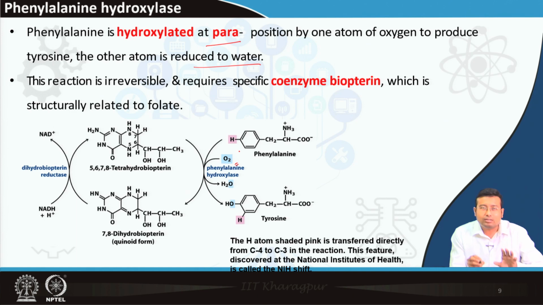Initially it was thought that oxygen is simply going inside. In reality, the hydrogen atom that is shaded in pink is transferred directly from C3 to C4. By carbon labeling it was shown by the National Institutes of Health, and hence this shift is known as the NIH shift. The hydrogen which is originally over here shifts over here, and one hydrogen from the adjacent site goes to the fourth position. Anyway, that is not our detailed organic chemistry, we do not need to go into that much detail.